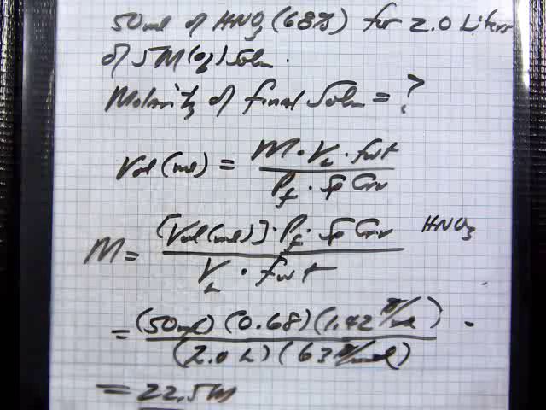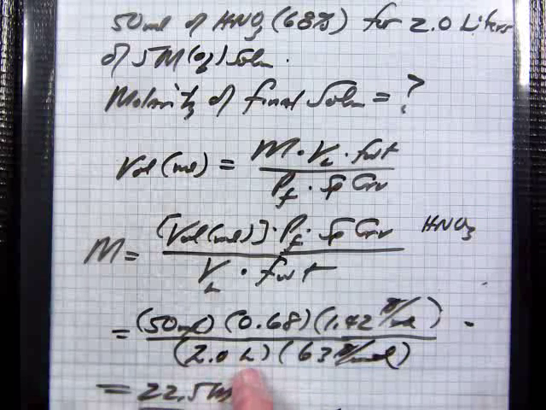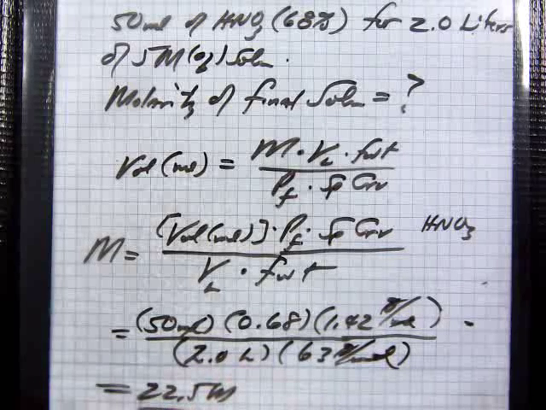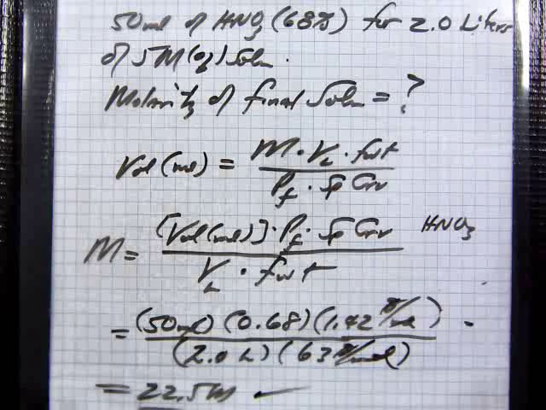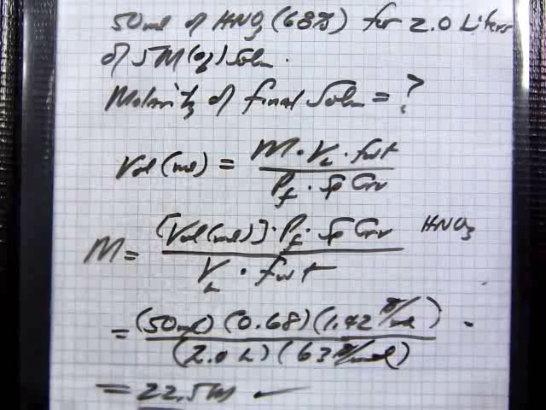We're given the final solution. We have to find the molarity of the manufacturer's solution. 2 liters was the final solution. Yes. We have to find the molarity of the manufacturer's. Oh, that's manufactured. Yes. Okay. What was the manufacturer's like? I'm losing track of my own problem. Anyway, 22.5 molar. That's some nasty stuff, guys.